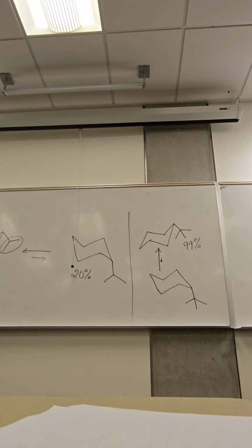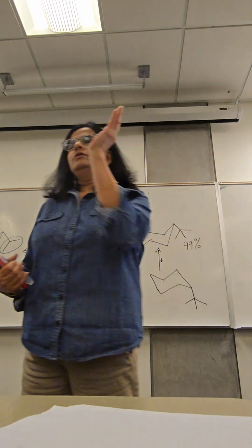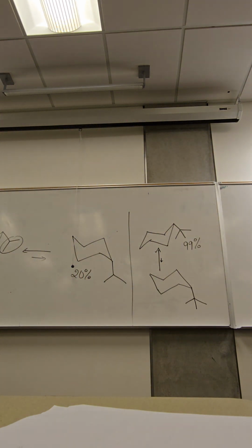So equatorial is more stable than axial, and it has to do with steric interactions, which is about crowdedness, which is about atoms or groups needing space. So the bigger the atom is, the bigger the group is, the more space it needs. So that atom or group does not want to be in the axial position. Are you guys with me?